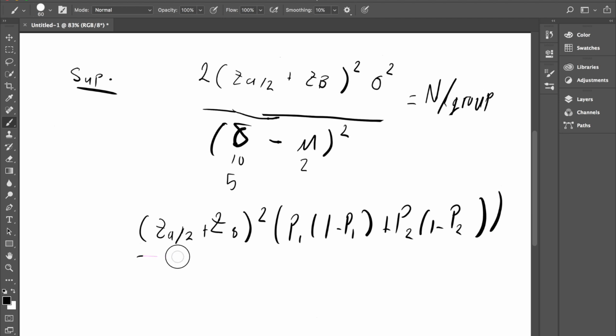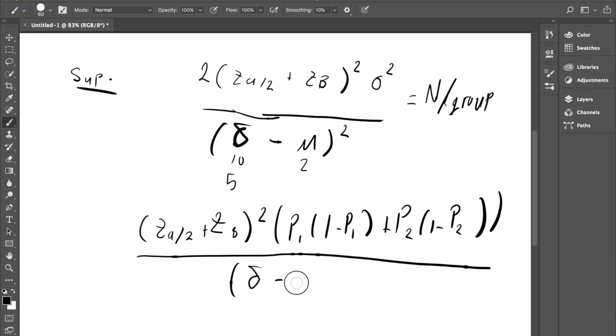And then we're going to put the denominator again like this, delta minus m squared. Again, p1 and p2 represent the same thing. Okay, now this is the exact same calculation for non-inferiority studies. Exact same numbers, exact same calculations.